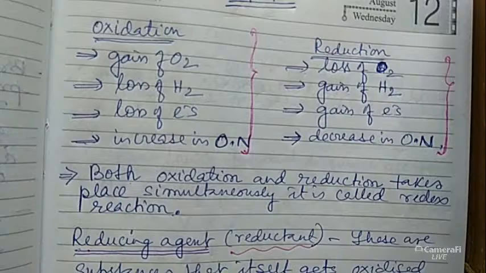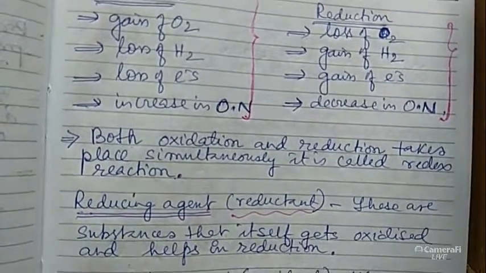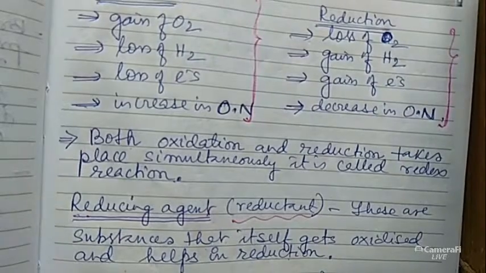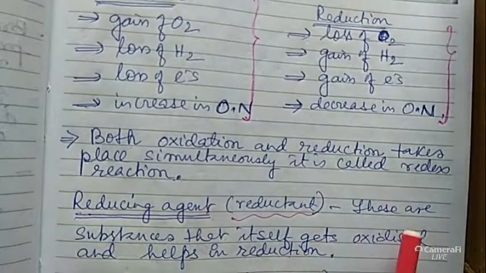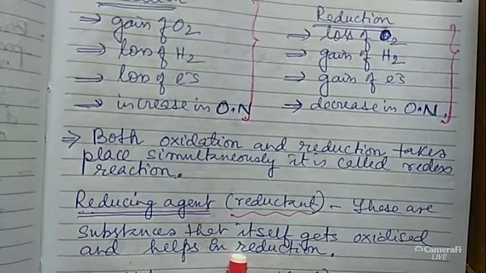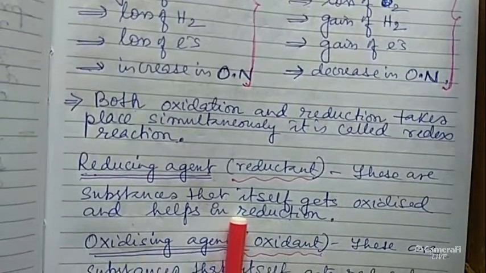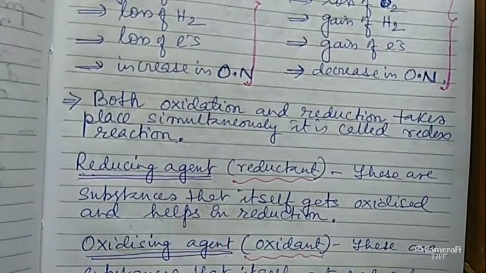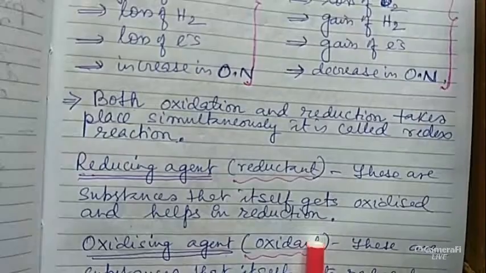After that, we have the next term, that is called reducing agent. Now the question comes, what is a reducing agent or what is a reductant? These are substances that itself get oxidized and help in reduction. Reducing agent or reductant, these are the substances that itself get oxidized and help in reduction.